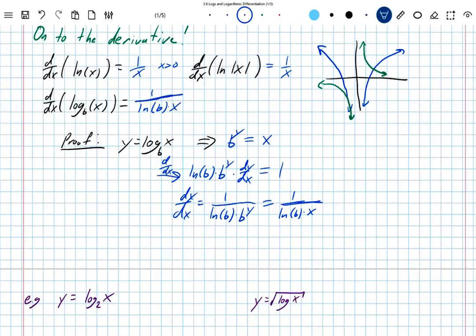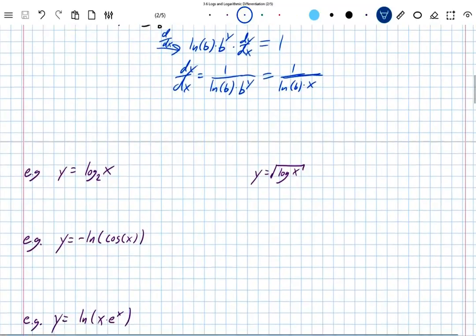All right, that is my log base b. Notice what happens if that b is an e. The natural log of e is 1. So we actually just proved both those lines together. We showed that the natural log of x has a derivative of 1 over natural log of e times x, but that's just 1 over x. And this is our fun formula for any base. Okay, let's give this a try with a couple of quick examples.